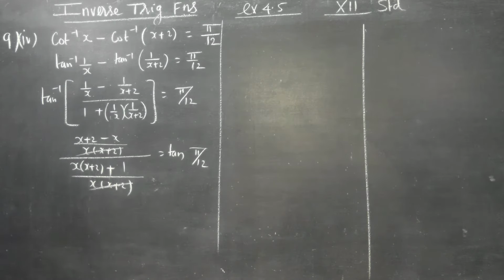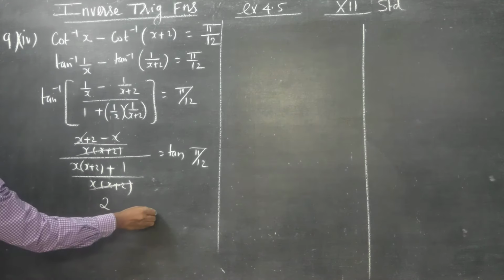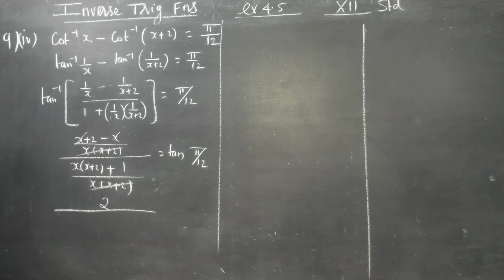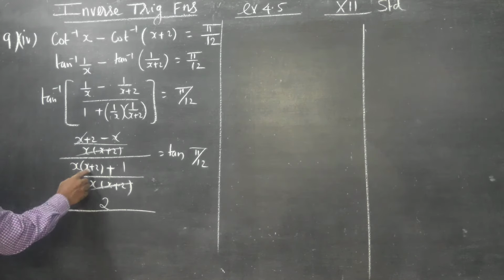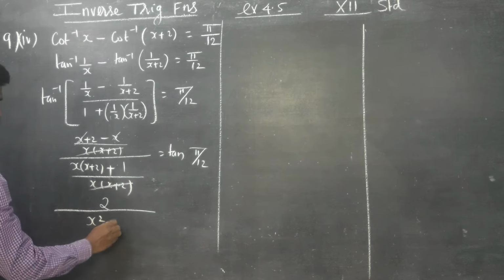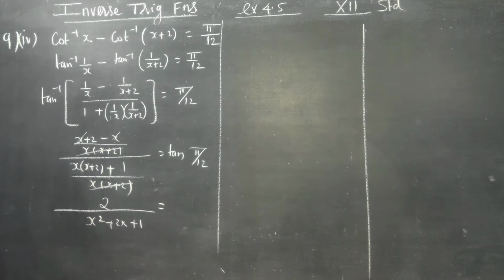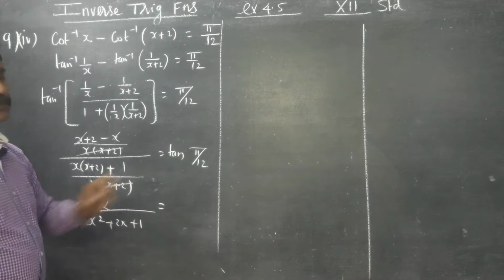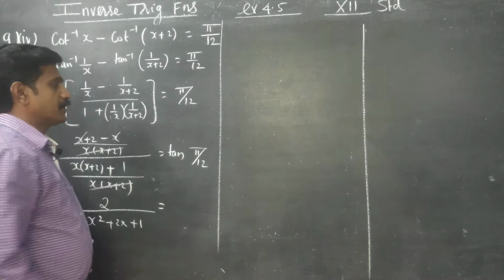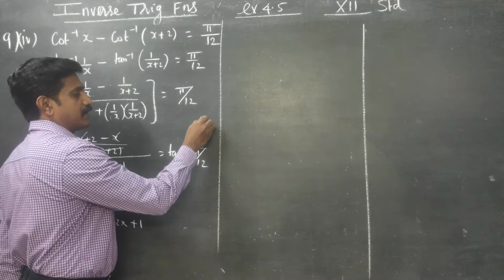Denominator will cancel, and here x will also cancel. The balance is only 2 in the numerator. Multiply below: x square, x into x, x square plus 2x, 2x plus 1 is equal to 2 by x square plus 2x plus 1 is equal to tan pi by 12. Pi means 180, correct?